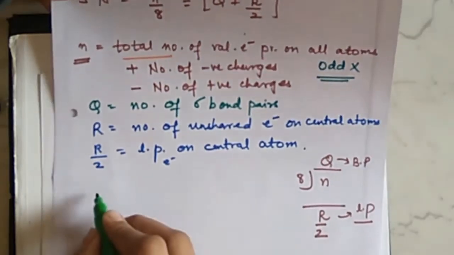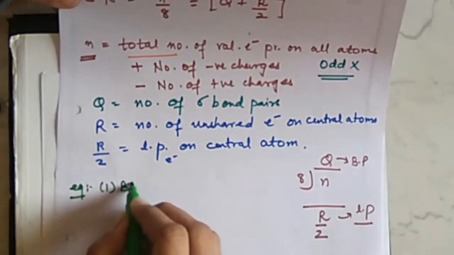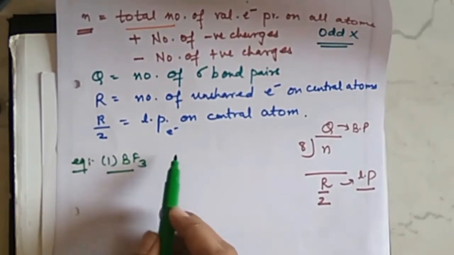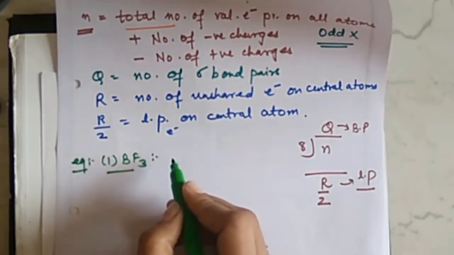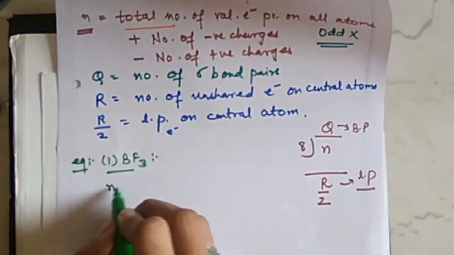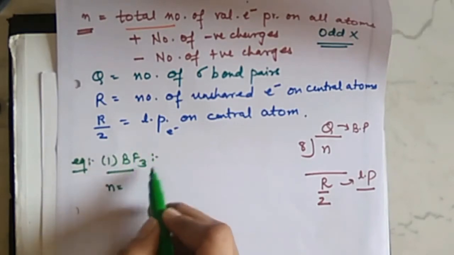So if we take the same example, BF3, using this method we will be able to identify whether lone pairs are present in the given molecule or not. For BF3 we require N first. What is N? The total number of electrons present in the whole molecule.